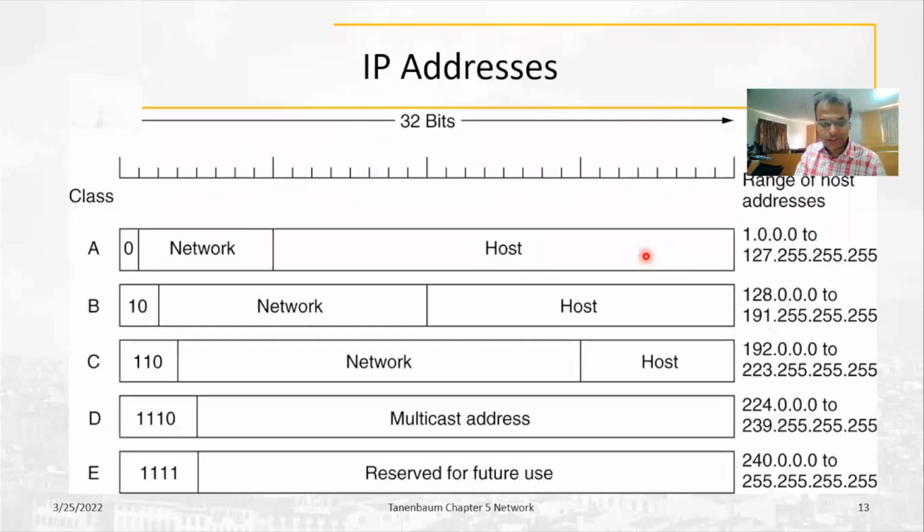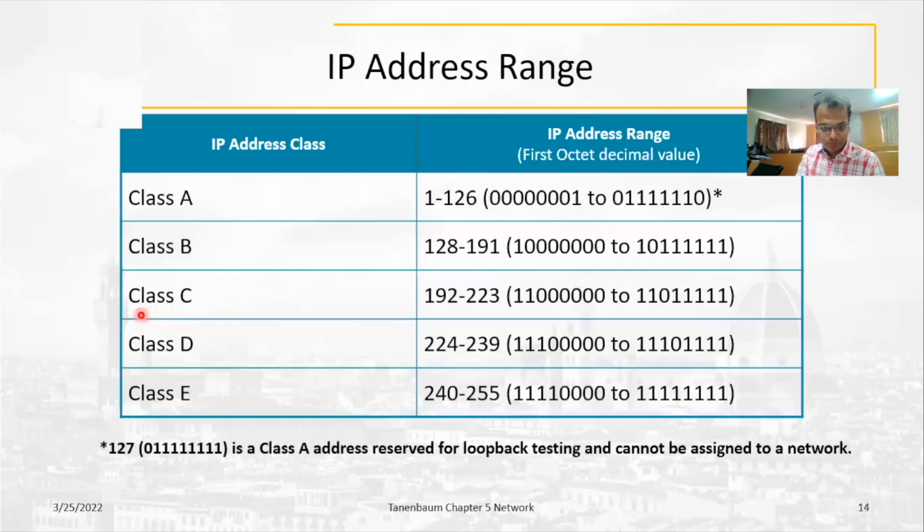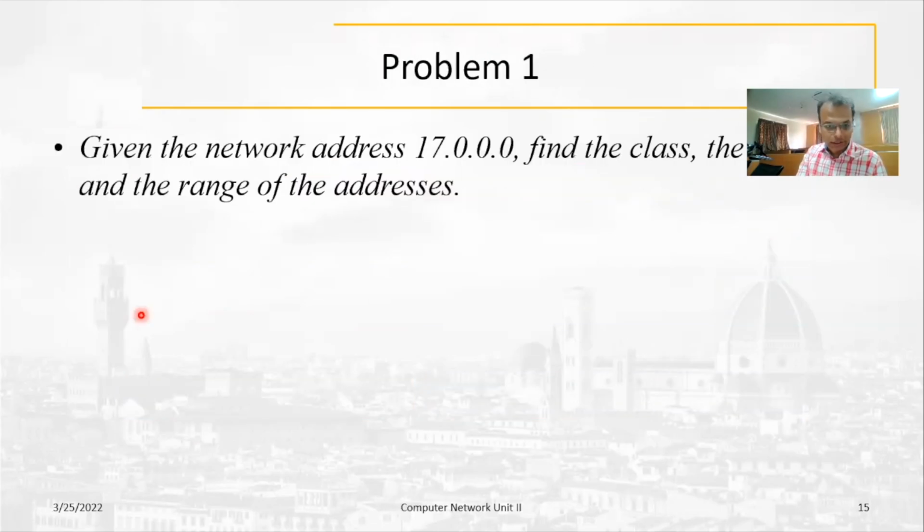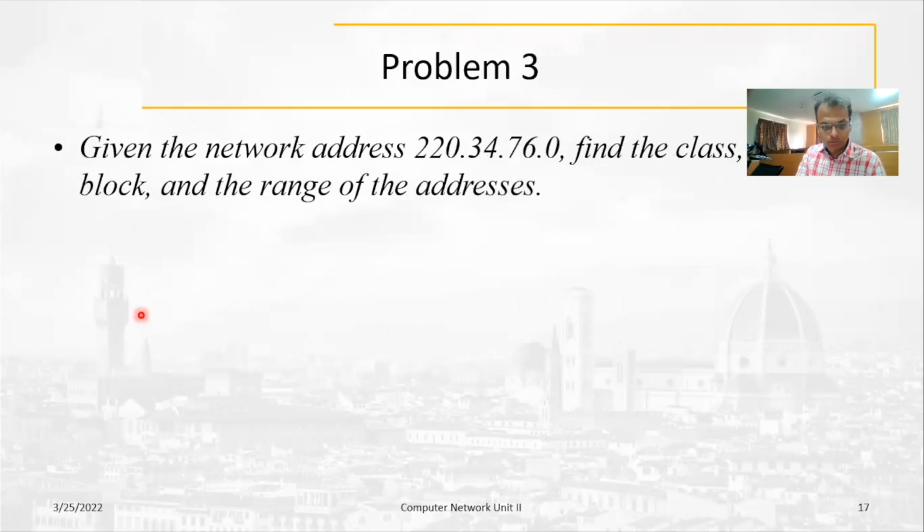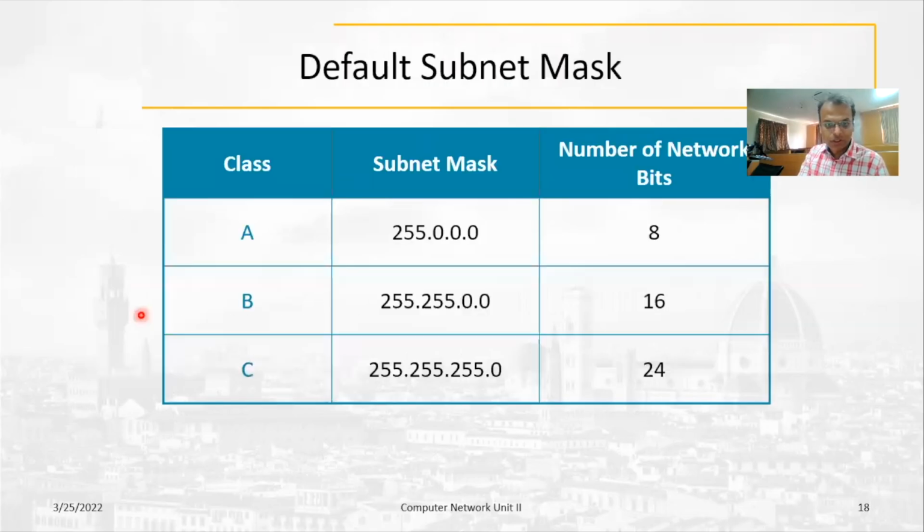And we have seen the range of each class. So what is the range and why this range? Is this one 1 to 127? What are these fixed bits and all these things? Then we have solved few problems based on the discussion that we have done. We have also seen what is the subnet mask.